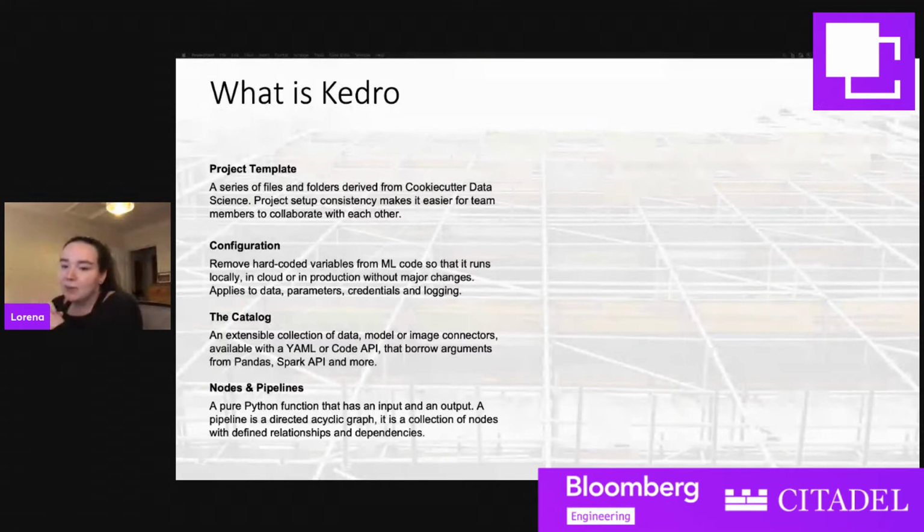The catalog is probably the most popular feature in Kedro. It's a collection of data connectors that handle reading and writing of data. It basically ensures you don't have to write a single line of pandas read CSV or pandas to CSV in your life, because this takes care of that boilerplate code for you, so you can focus on more important problems. And finally, we have nodes and pipelines abstractions. Nodes are just thin wrappers around Python pure functions, and pipelines are just sets of nodes arranged in a DAG, or a directed acyclic graph.